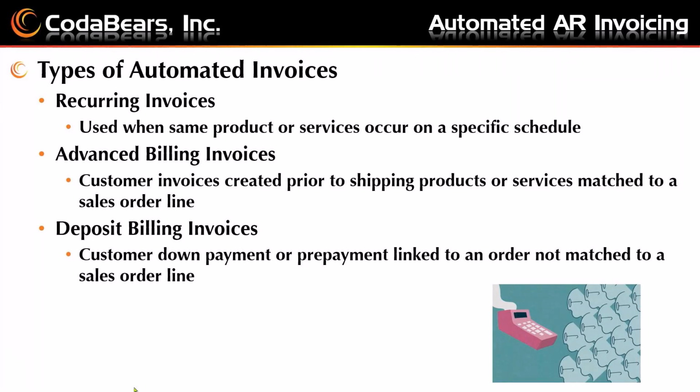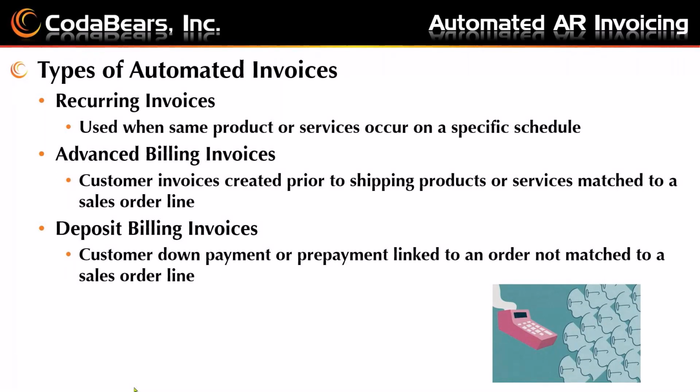So the first thing that we have is recurring invoices. These would be used when the same product or services occur on a specific schedule. So if you, for example, bill somebody rent once a month, you could do a recurring invoice, which would mean you'd put it in one time and then it would be available for you to pull in future months. This and some of the other invoices we'll be looking at are also available under accounts payable.